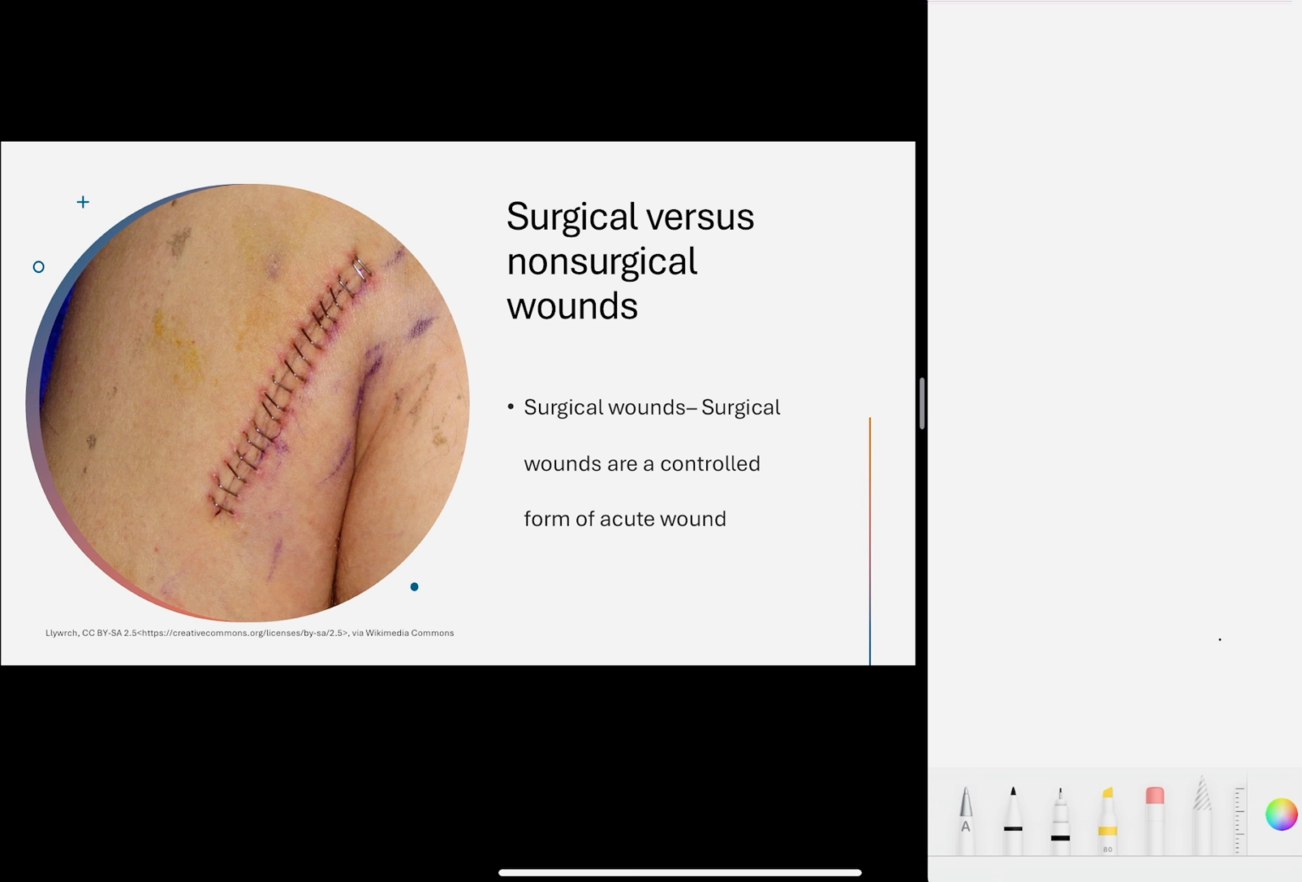Okay. Next is surgical versus non-surgical wound. So what is a surgical wound? Surgical wounds are a controlled form of wound, and surgical wounds are created intentionally in the operation theater. For example, surgical incisions, surgical drain site, etc. So here in this picture, you can see a surgical incision sutured with staples.